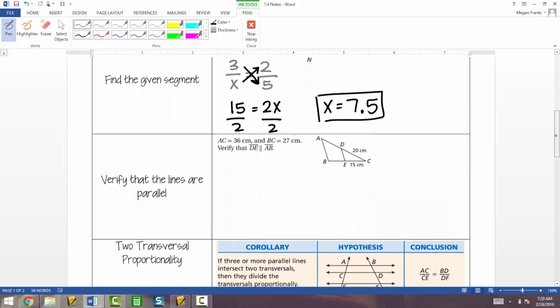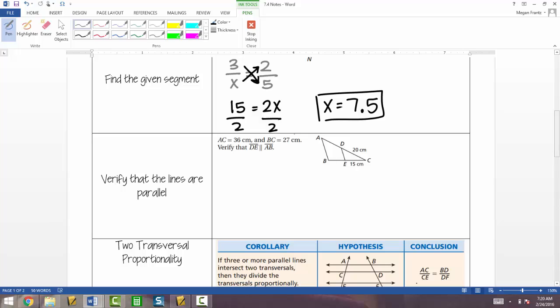The other type of question you'll get is kind of the opposite, where it's saying prove that AB and DE are parallel. Now in order for them to be parallel, these things have to be proportional to these things. So that's what we're going to double check. It tells us that A to C is 36, and it tells us that B to C is 27. Now I need to know the distance from A to D to see if this works. So if the whole thing's 36 and D to C is 20, that means that A to D must be 16. And then we can do the same thing here. If E to C is 15 and the whole thing's 27, this guy's got to be 12.